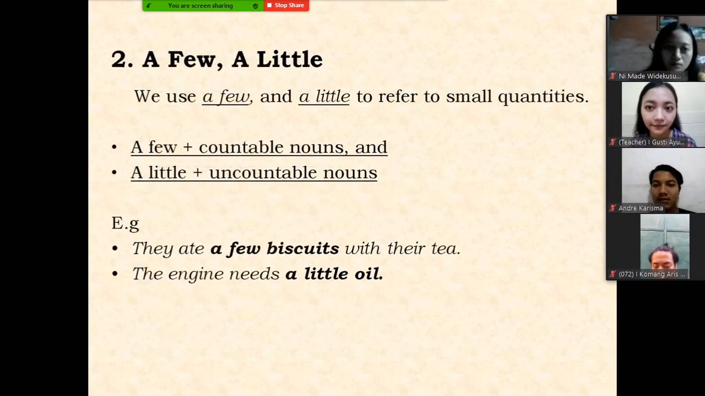Second is few and a little. We use a few and a little to refer to small quantities. A few for countable nouns and a little for uncountable nouns. For example, they ate a few biscuits with their tea, because biscuits is a countable noun, so I use a few.